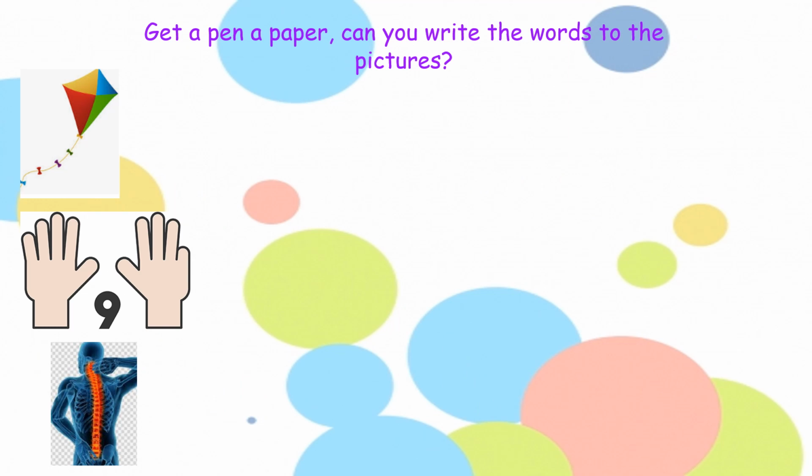Okay, now let's look at our pictures. Our first picture, we have a picture of a kite. Our second picture, we have the picture of the number 9. And our last picture, we have this long bone that's at the back of our body that holds our body up. Do you know what that's called? If you said that it's called the spine, you are in fact correct. So your words are kite, nine, and spine. Pause the video here to write those words.